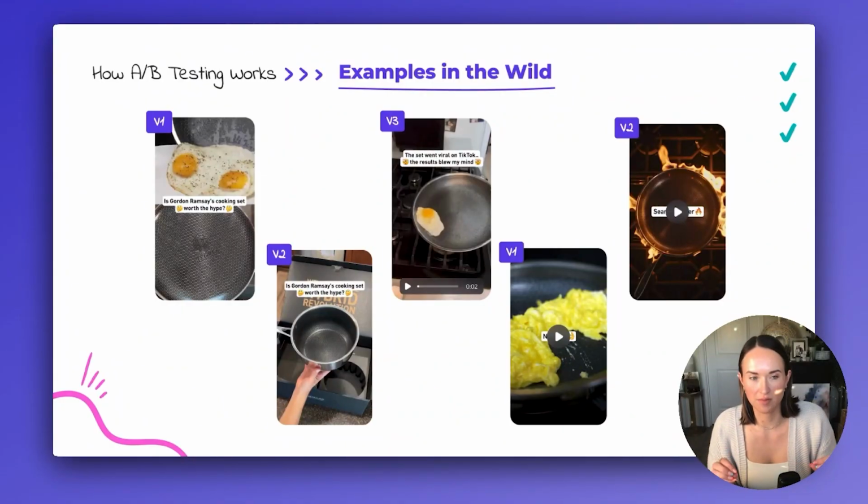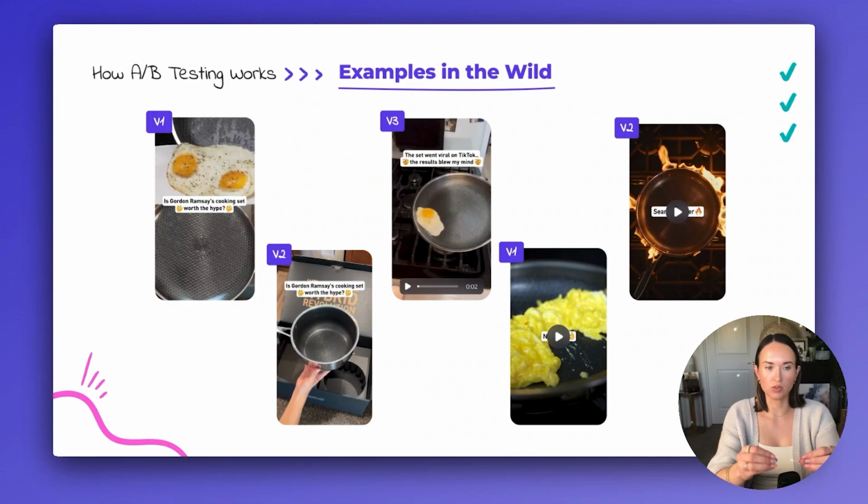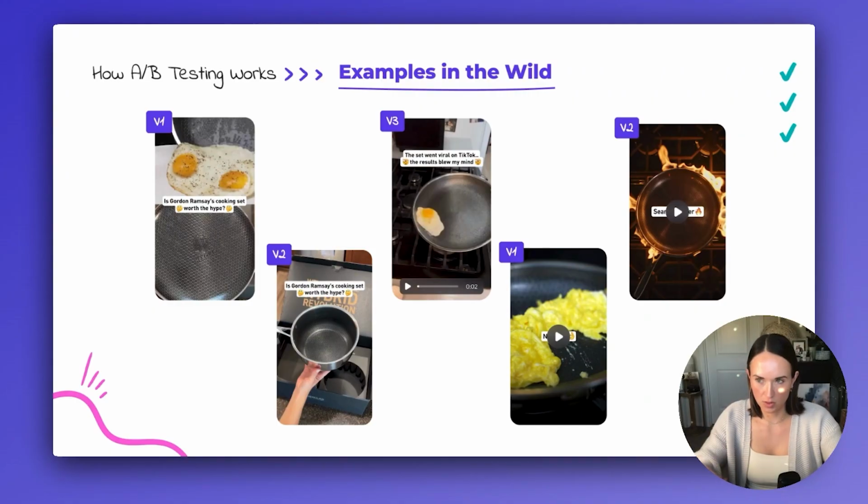V1 and V2 are obviously very similar. All three of them are also very similar in the sense that they all have product shot focuses, with the exception of V2, which is exclusively an unboxing, whereas V1 has product use and the unboxing shot, and then V3 is solely the product in use. This is not considered wildly different. These are examples from the wild, but they're not considered wildly different because they all go into the same sales sequence. So really just the first 2 to 3 seconds are different.